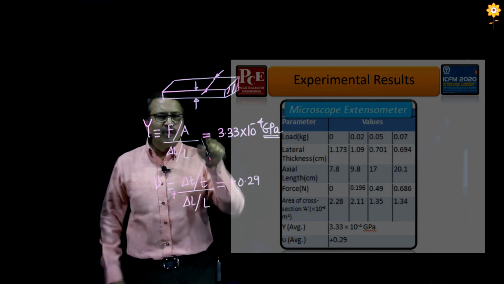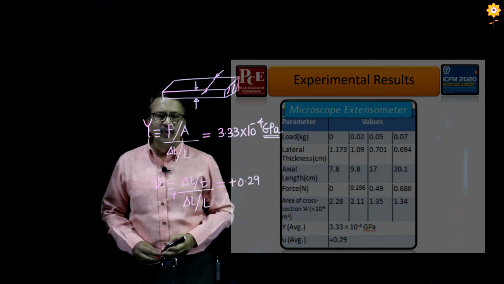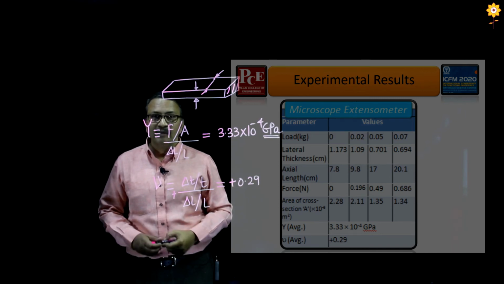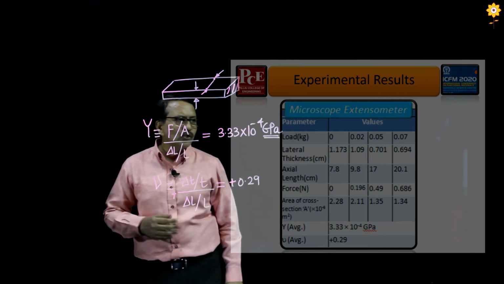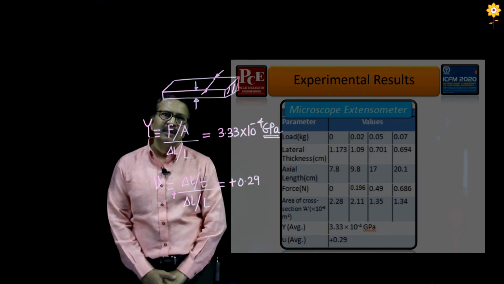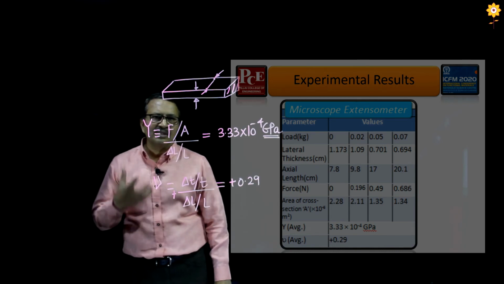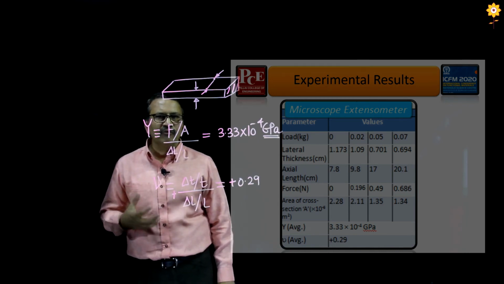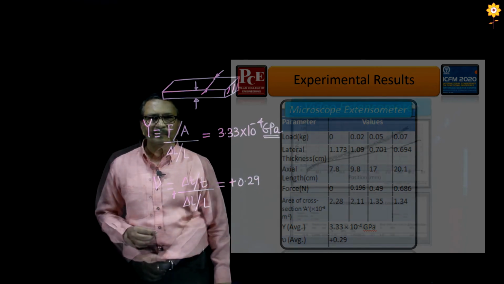So we have obtained the value of Y, that is the Young's modulus, and the value of nu, which is nothing but your Poisson's ratio, using the microscope extensometer method. Both of these are our lab methods. Now let us move on to the last one, the standard values that we got from the company, using a video extensometer.